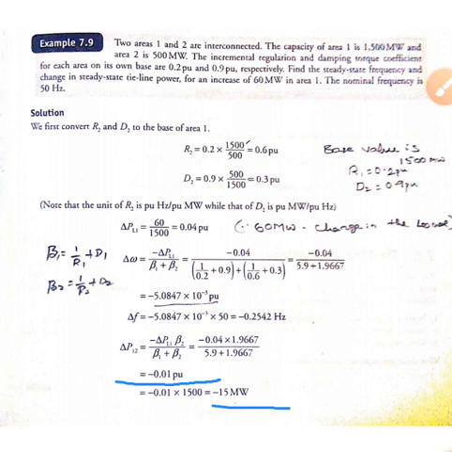Right? So we have calculated the steady state frequency as well as the steady state tie-line power, right? For an increase of 60 megawatt in area 1.